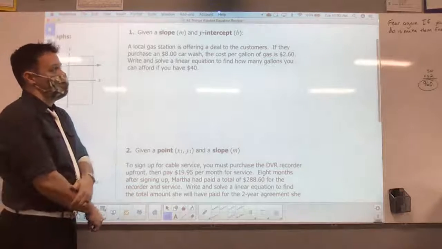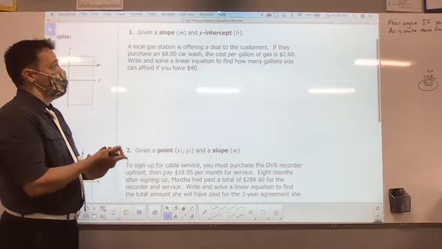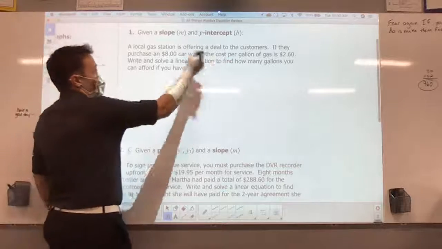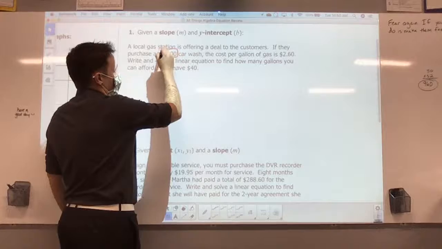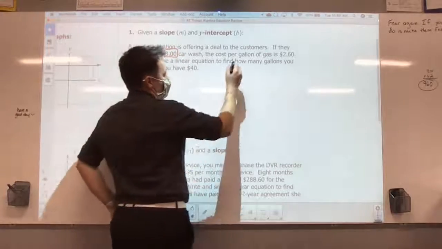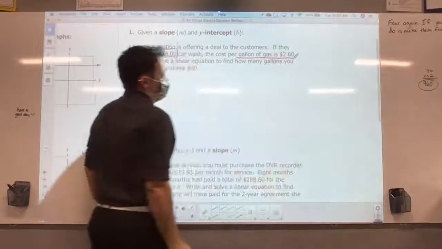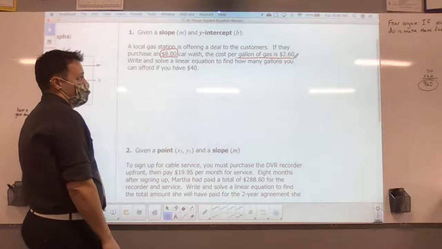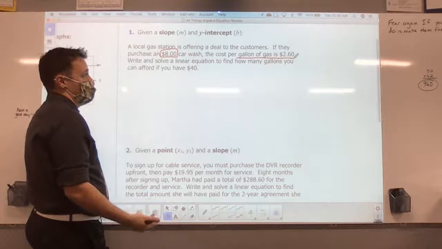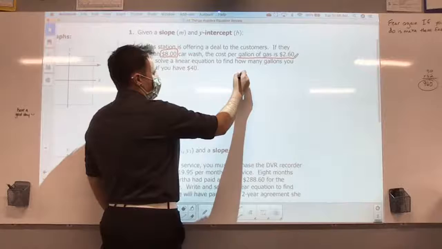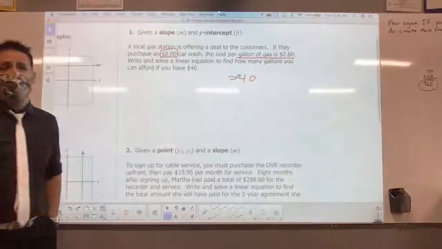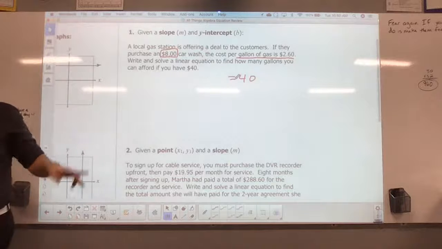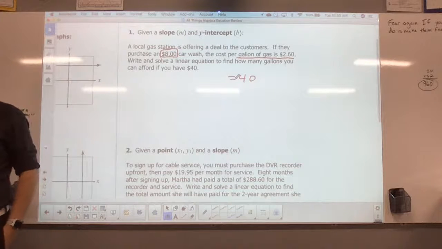So for you guys, what you need to know is if you go and it says here, if you purchase an $8 car wash, the cost per gallon of gas is $2.60. Write and solve an equation to find out how many gallons you can afford if you have a total of $40. So we know that's how much you have. Where do the other two numbers go? Yes, 2.6x plus 8.